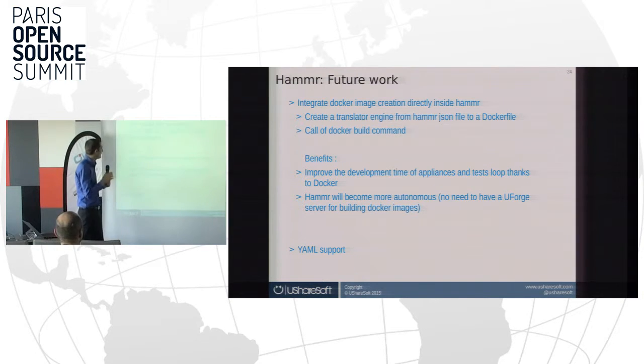So why this? It's to improve the development time of appliances and the test loop. For example, today, if I want to create a stack with Hammer and UForge, I need to call the UForge server to generate a machine image, to download it, to boot it, and to see if what I'm doing is correct. So thanks to Docker, it will be better in terms of time.